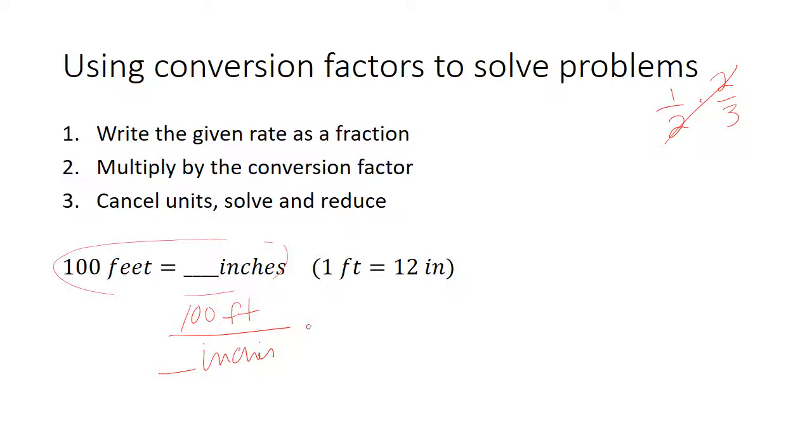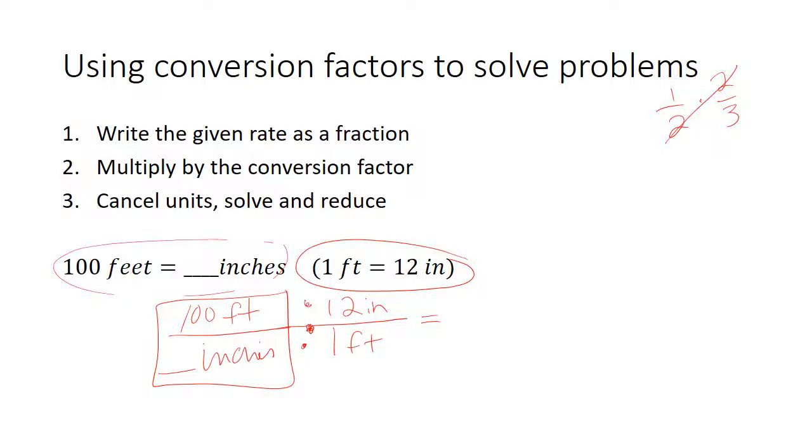Okay, I'm going to multiply by my conversion factor. Here's my conversion factor right here. I need to write my conversion factor so that my feet disappear, because I want to end with inches. I don't want to have feet at all. So if my feet are on top here, I need to write my feet on the bottom down here. So I'm going to put my 1 foot down here and my 12 inches up there. Okay? So this is a rate, and this is the conversion factor.